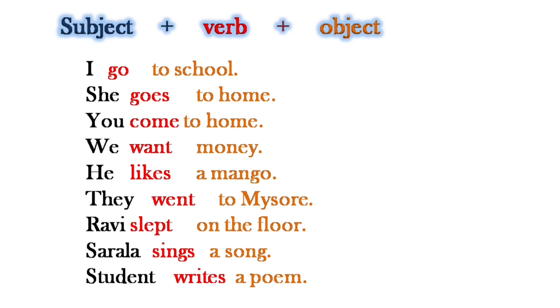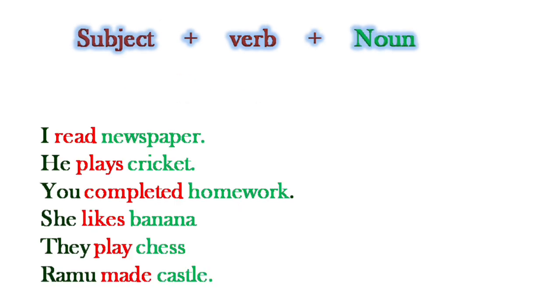For example, not only action verbs, we can use helping verbs also. He is a boy. He is a doctor. He is a teacher. I am a boy. I am a student. I am a teacher. Like that we can make subject, helping verb and object sentences also. Now let's move on to next type.